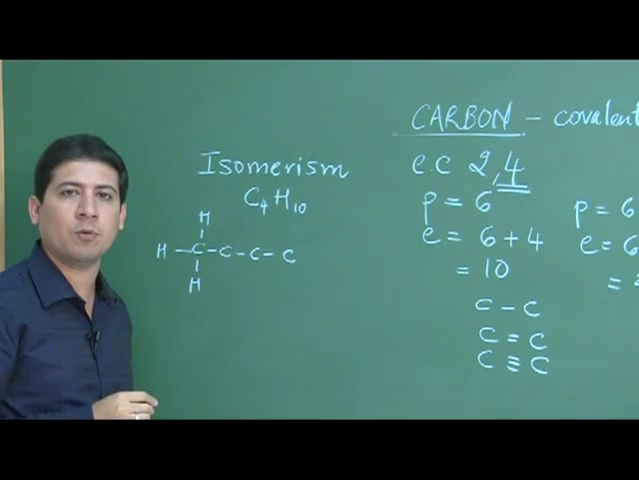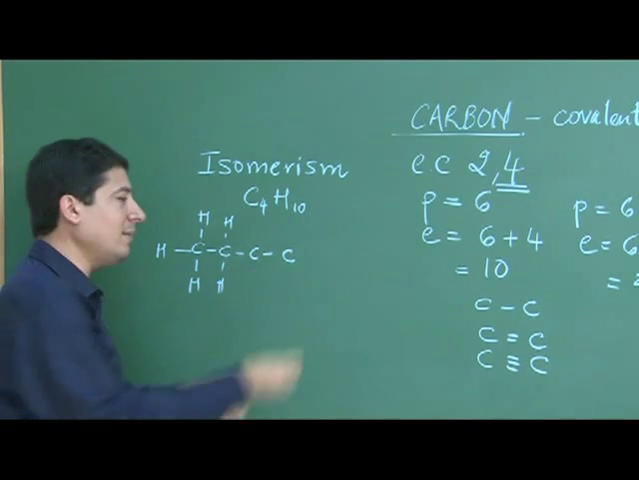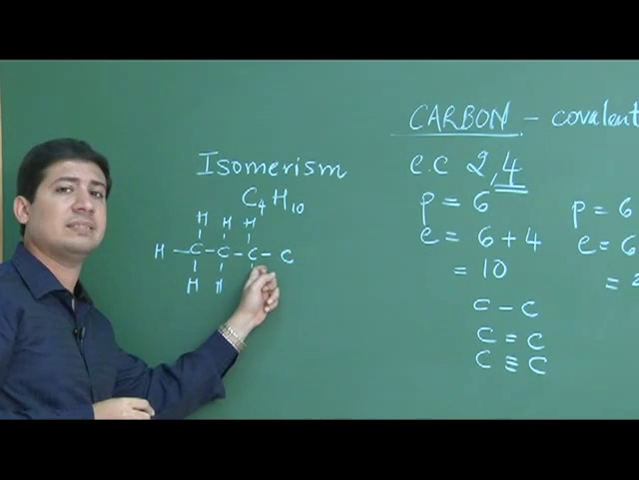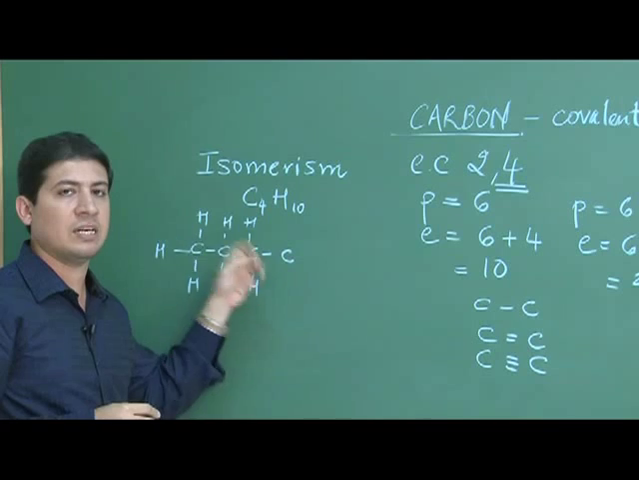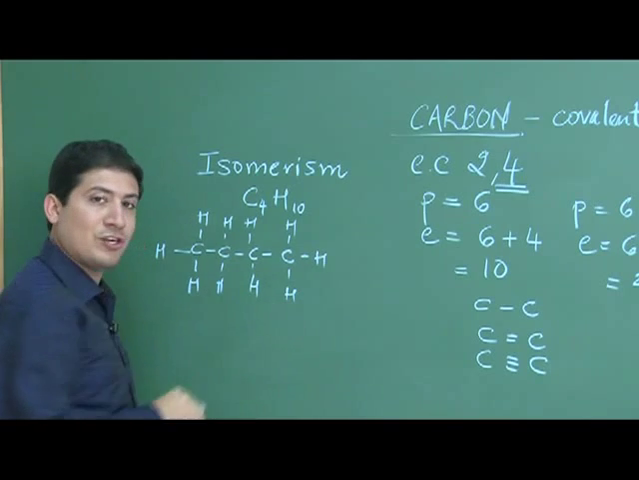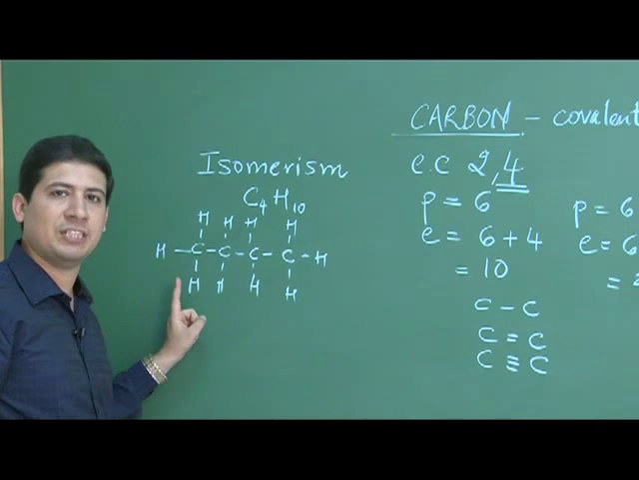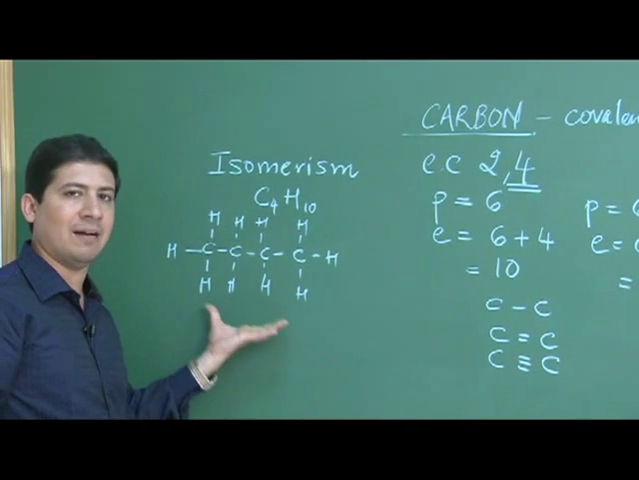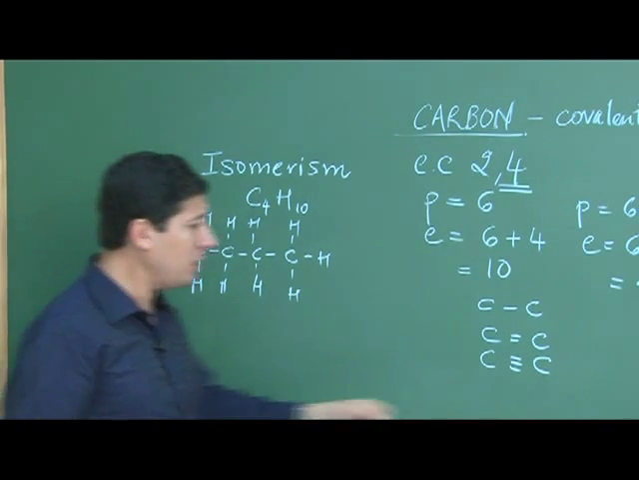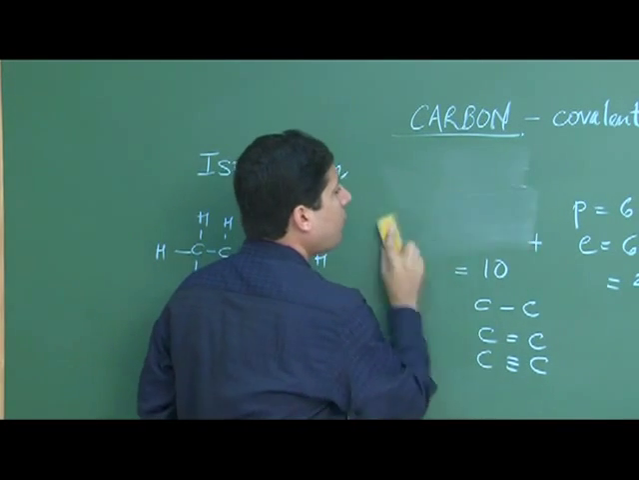Similarly, this carbon atom will require 2 more hydrogen atoms. This carbon atom, 2 more hydrogen atoms. Whereas this carbon atom has only 1 single covalent bond. That means it requires 3 more electrons, which it will share with hydrogen atoms. So now if you count the total number of hydrogen atoms, you see that it comes up to 10. So this particular compound I have shown as a straight chain compound. Further, I can even show it as a branch chain as follows.